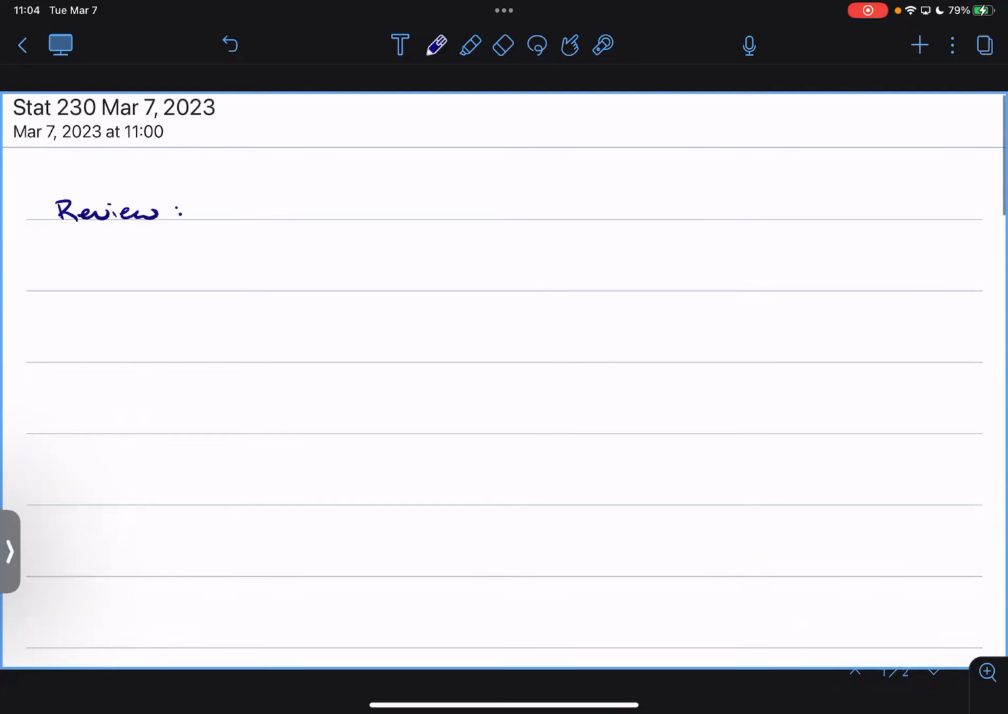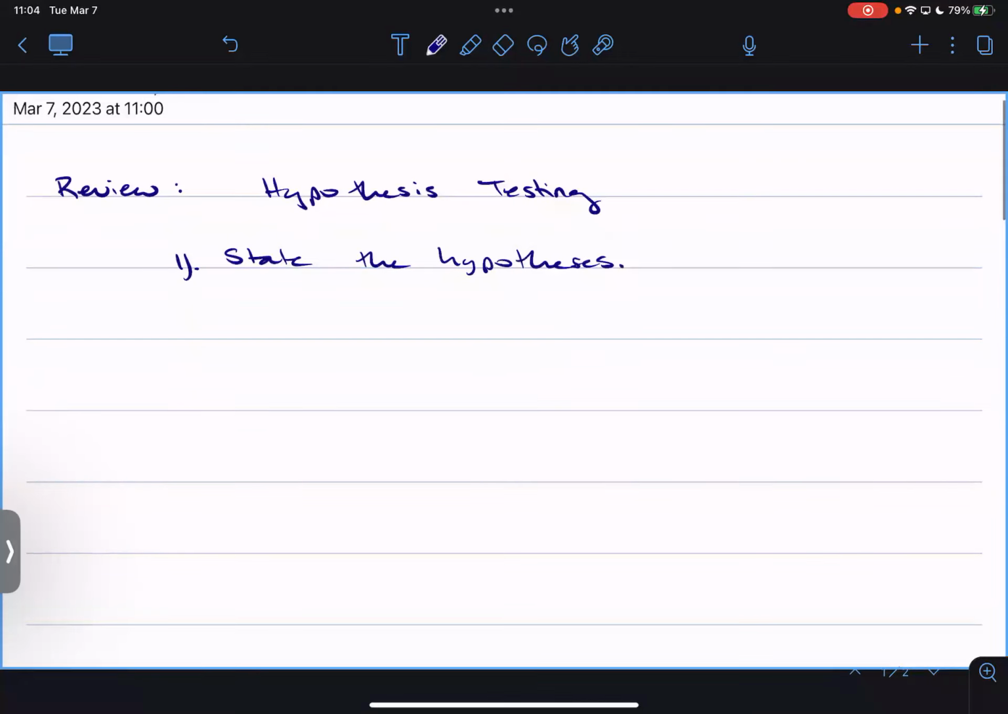So we started and introduced the steps for hypothesis testing. The first step is to state your hypotheses. There were some rules that we established last day. You've got your null hypothesis, colon, and your hypotheses have to be about the parameter, right?